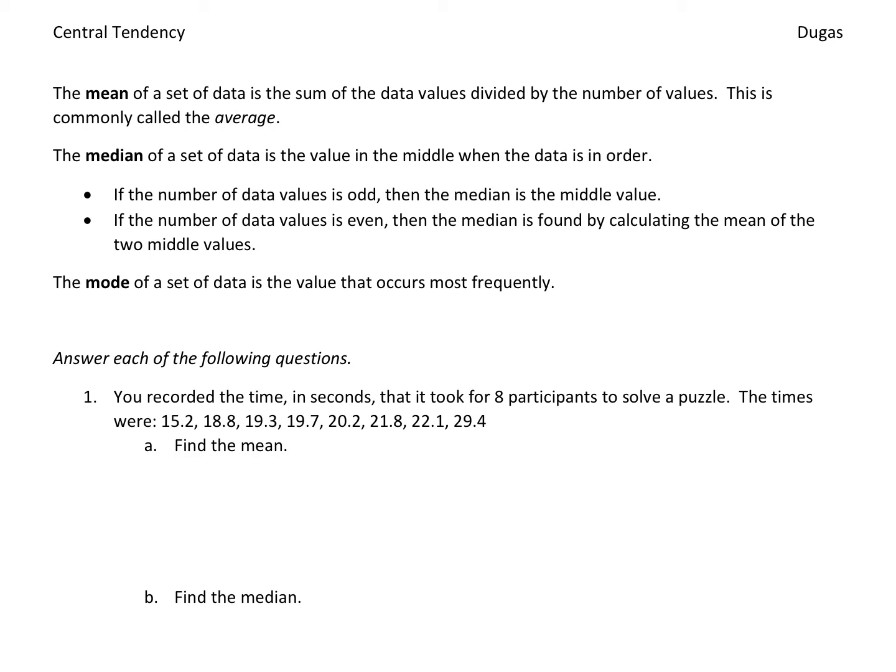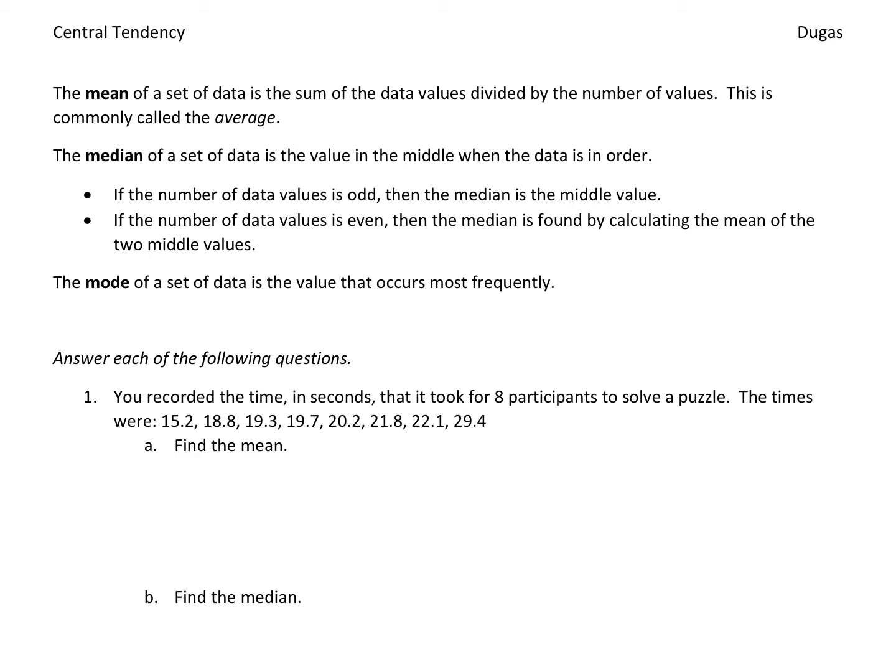The data set would be in order from least to greatest, and you would just pick out the middle number. If there is an odd number of values in your data set, there is a middle number and you would just choose that one. However, if there's an even number of data values in your set, then the median is found by finding the two middle values and you just take the mean of those two.